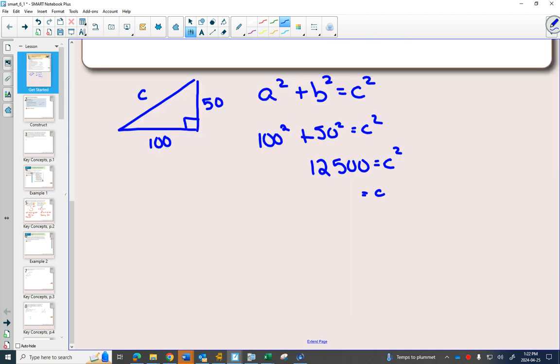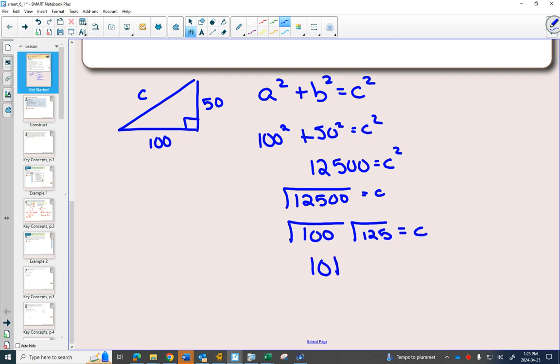Now, if this was non-calculator, you would do this. And if it was that, you would also have to reduce this as a mixed radical in lowest terms. Okay? Now, if I was doing this non-calculator, it's good practice, can you see that this is the same as 100 times 125? And the square root of 100 is 10. So I might do that to help reduce it.